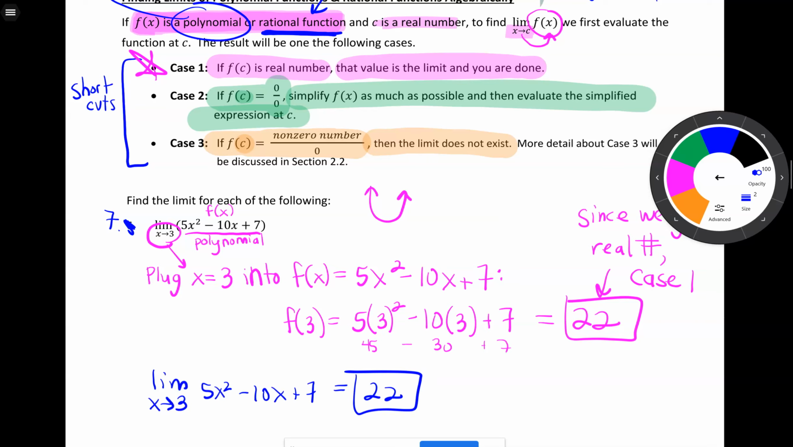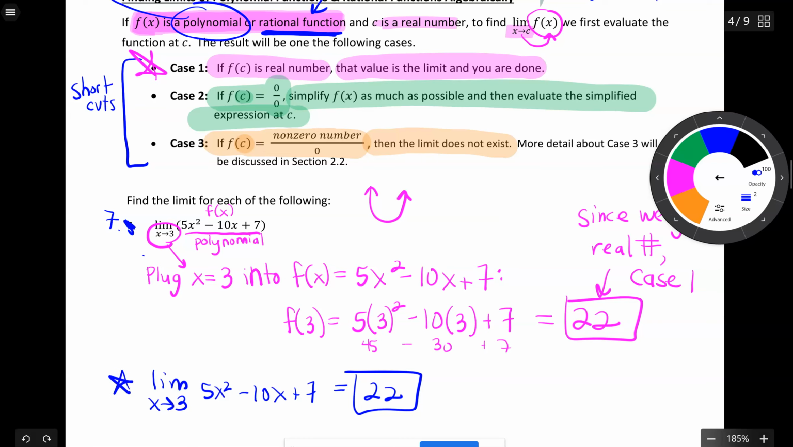Since we're running low on class time, I'm not going to graph it. But if I graphed it, the height from the left would be approaching 22. The height from the right would be approaching 22. Overall, the height is 22. That's your limit. And that would be kind of hard to read on a graphing calculator. You'd have to really zoom out to see everything. Even in Desmos, you'd have to zoom out a lot. It's kind of cumbersome, but you could check yourself.